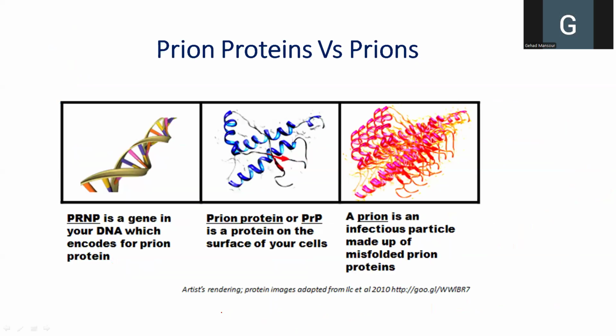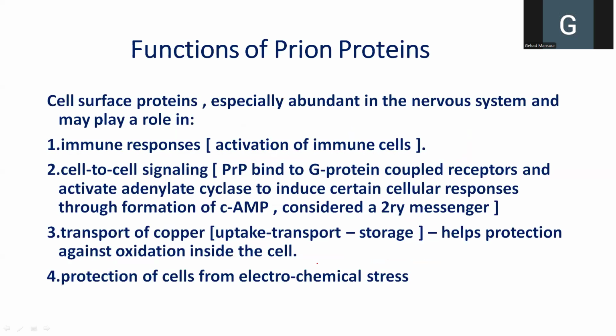So here we have the PRNP, and there are three terms to be memorized. PRNP is the gene itself that is expressed into, or we can say codes for, a normal prion protein. And then we have the prion, which is the infectious particle. We said that it has been induced by an infectious organism, but the prion itself can infect other proteins by inducing them to be misfolded.